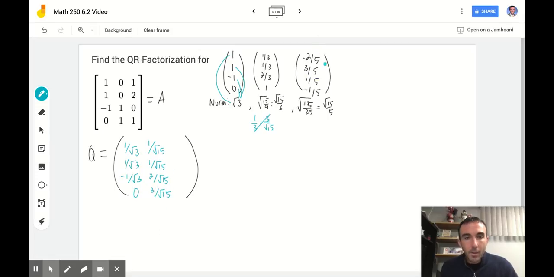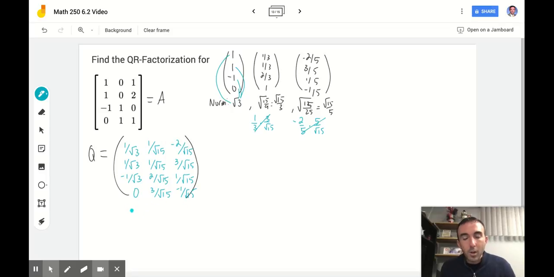Last, in the third vector, here we're dividing everything by radical 15 over 5. So we can instead multiply by 5 over radical 15. So for our first entry, we multiply instead by 5 over radical 15. So that gives us negative 2 over radical 15. And then likewise, going down the column, 3 over radical 15, 1 over radical 15, and negative 1 over radical 15.